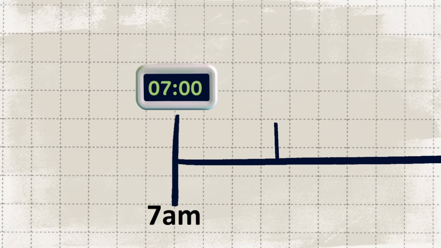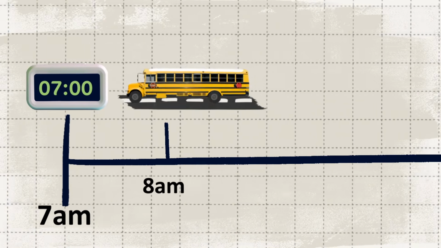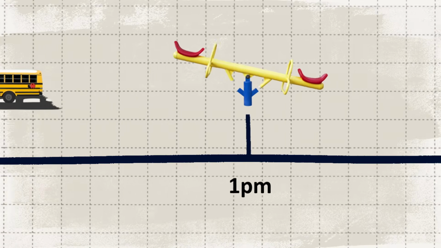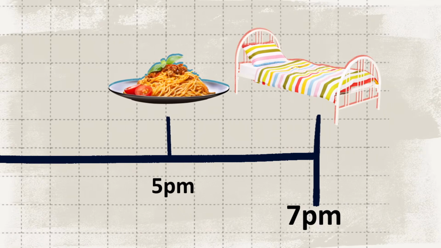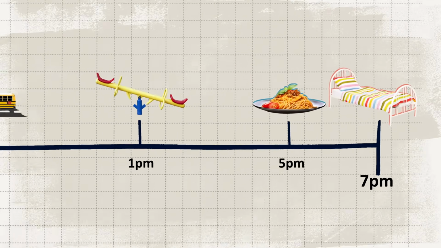Start with when you wake up, when you get to school, when is recess, when you eat dinner, and when you go to bed. Now you've made a timeline of a day in your life.